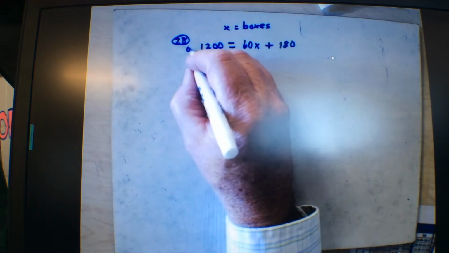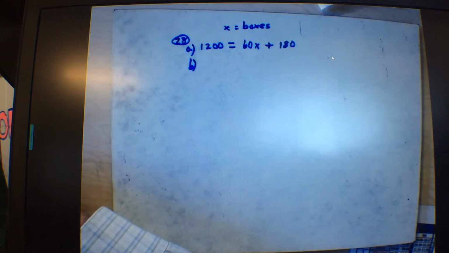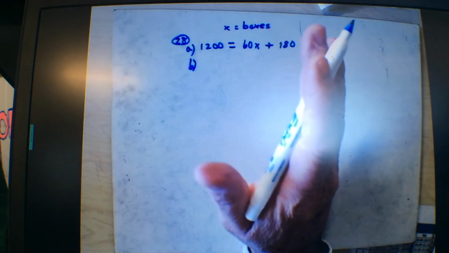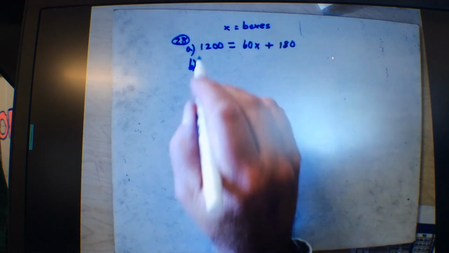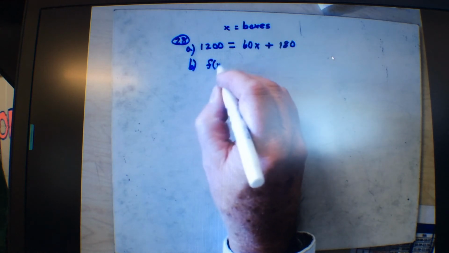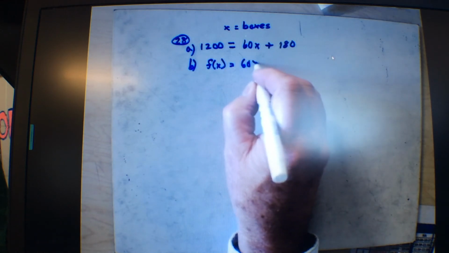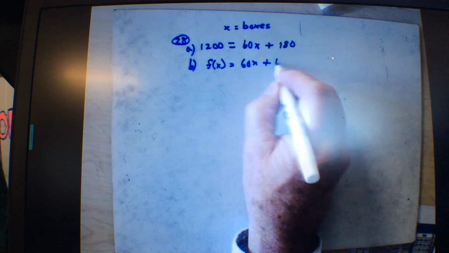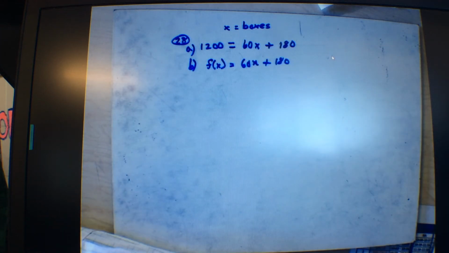This is A. B says, write the related function. And all you do, and this freaks students out, is for the 1,200, we replace it with f of x. That's a function. Now it's a function. We still know that we got to stay at 1,200 pounds. Then it says on C, graph the function and find its 0. Please do not graph the function. Okay? Do not graph the function.